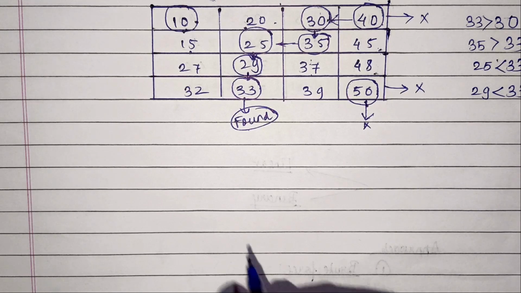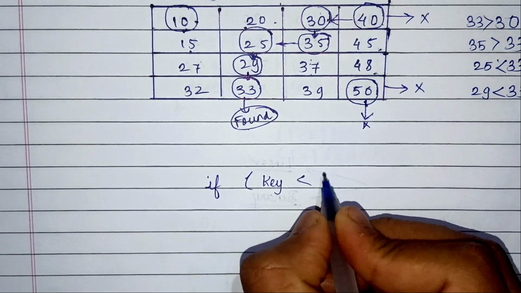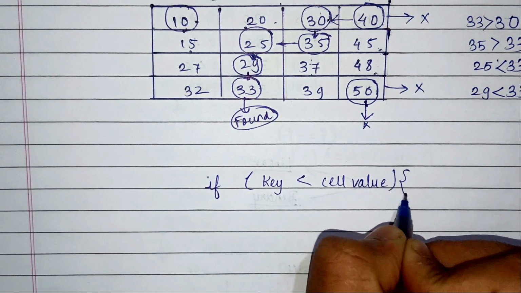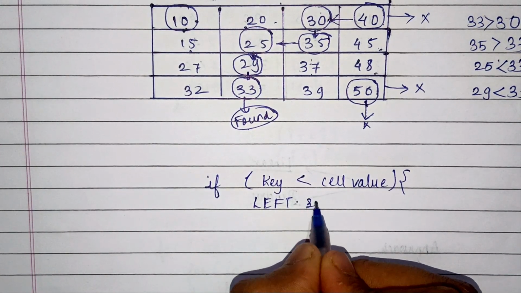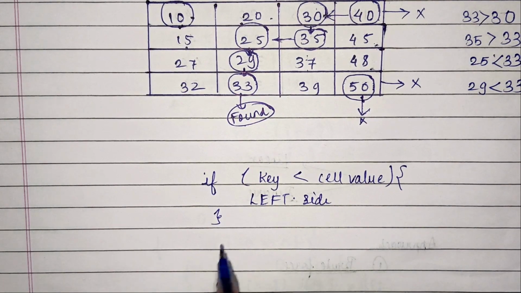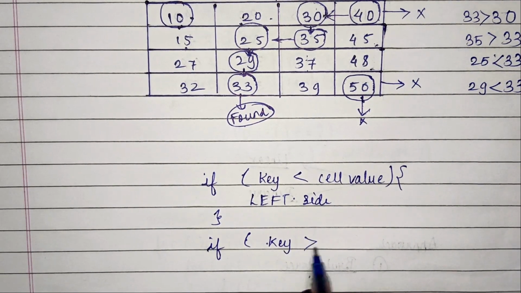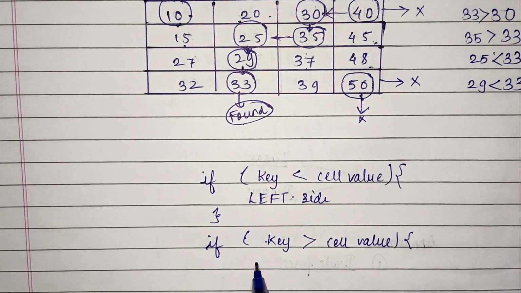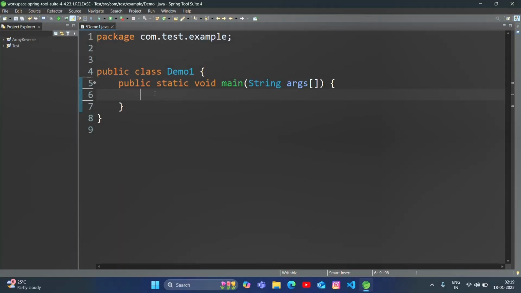So what we have done: if our key is less than the cell's value, then move to the left side, and if our key is greater than the cell's value, then move to the bottom side. So let's start with our demonstration.